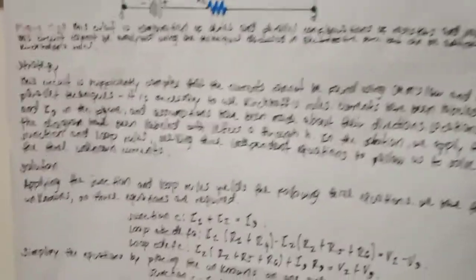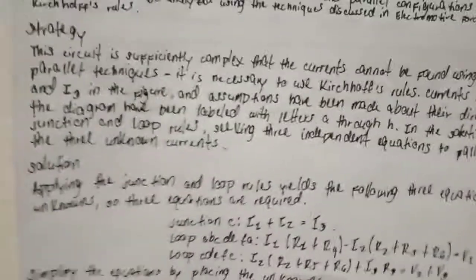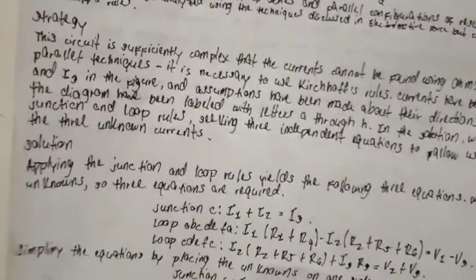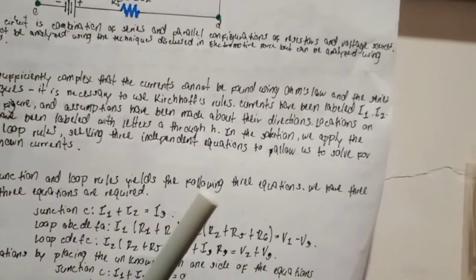Solution: applying the junction and loops rules yields the following 3 equations. We have 3 unknowns, so 3 equations are required. Junction C: I sub 1 plus I sub 2 is equal to I sub 3.